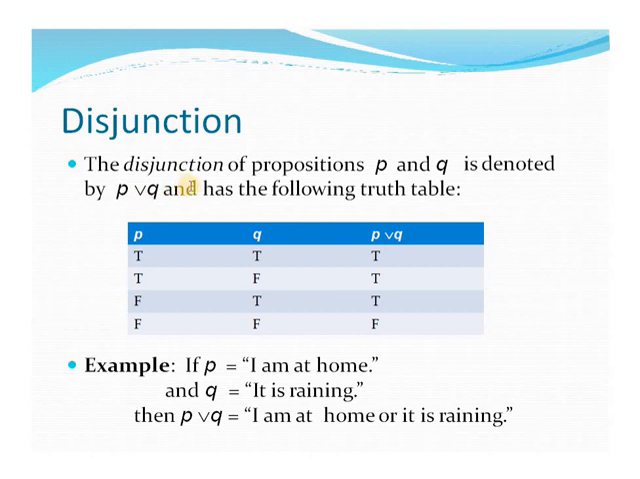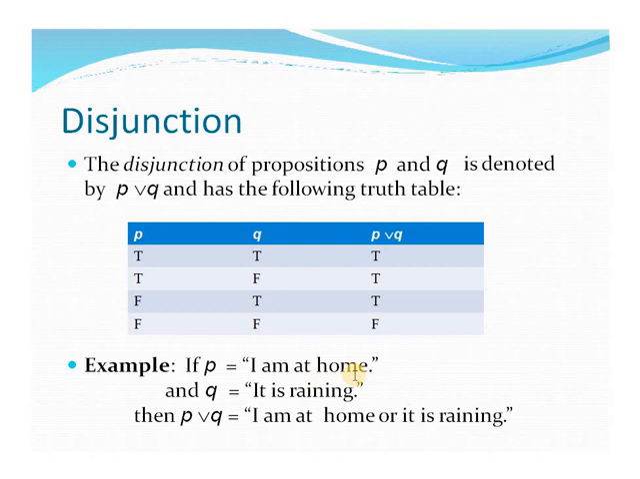Next one is the disjunction of propositions P and Q, denoted by P or Q, and it has the following truth value. So here if P is true, Q is true, P or Q is true. P is true, Q is false, it is true. P is false, Q is true, it is true. Both are false, then only it becomes false. So in case of disjunction or, you only have a false value when both P and Q are false, otherwise it will always be true.